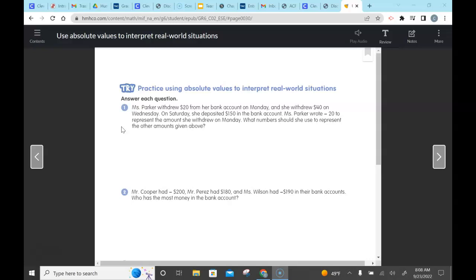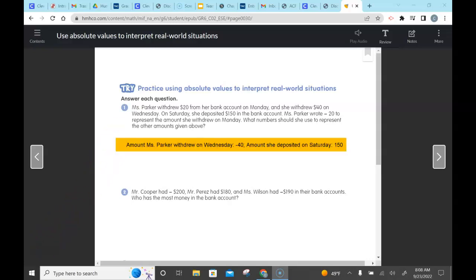Miss Parker wrote -20 to represent the amount she withdrew on Monday. What number should she use to represent the other amounts given above? Now we can see the amount Miss Parker withdrew on Wednesday is -40. Okay, why is that? Because we have $40 that she withdrew, and that could be represented as -40 because it's being taken out of the checking account. Now, as far as the amount she deposited on Saturday, we can see $150. That's represented with 150.